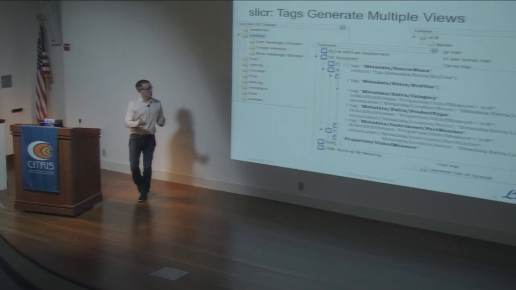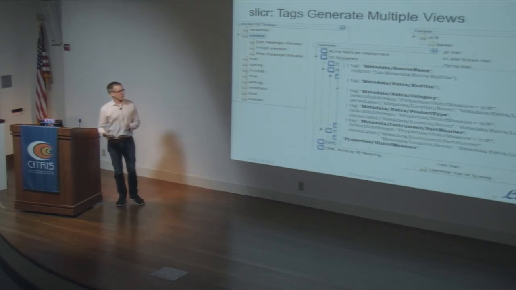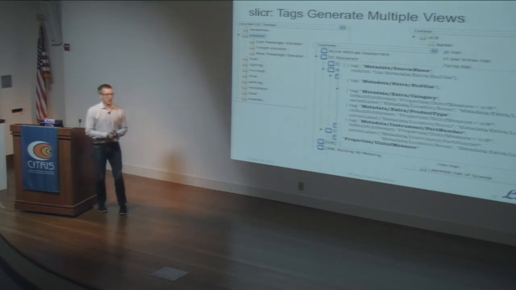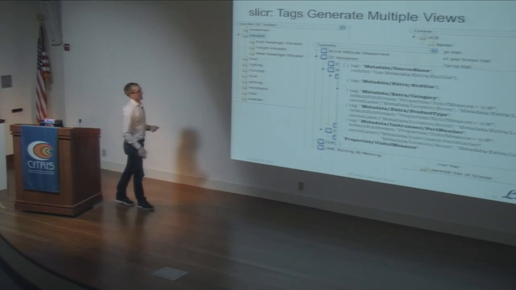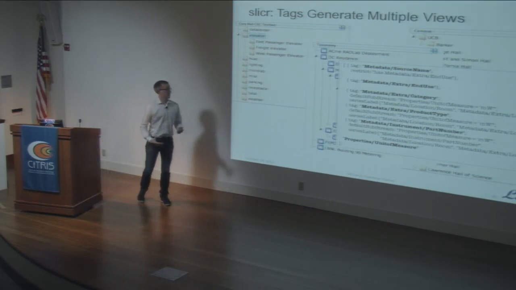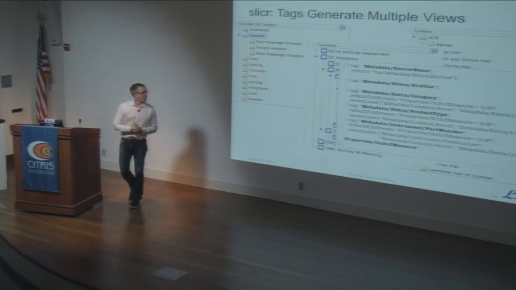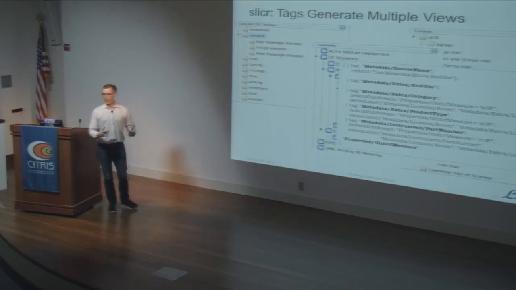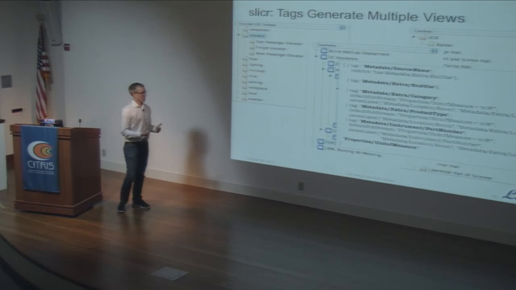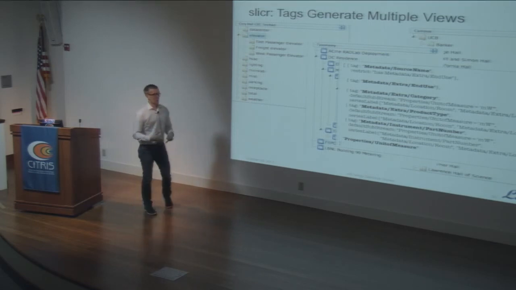And so at the top level, you're saying, show me all the source names where it has an end-use tag. And that's where we get the Rad Lab deployment, the David Culler residence, a few other ones. Then what are all the end uses? And then for that end use, what are all the categories? For all those categories, what are all the product types?